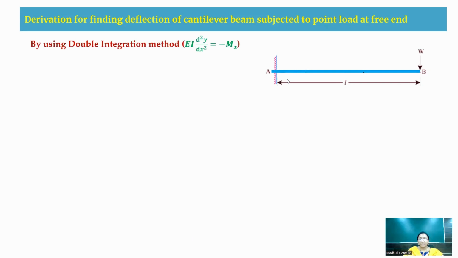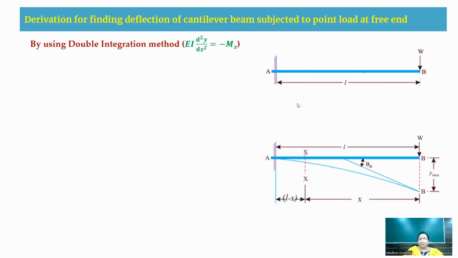I'm using the double integration method here. In the double integration method, the equation is EI d square y by dx square equal to minus Mx. So for this same beam I have drawn here, we can see that I cut a section at this portion, from the B support. At B, I'm taking the origin, that is x equal to 0, and at A, I'm taking x equal to L. So the limits here are 0 to L.